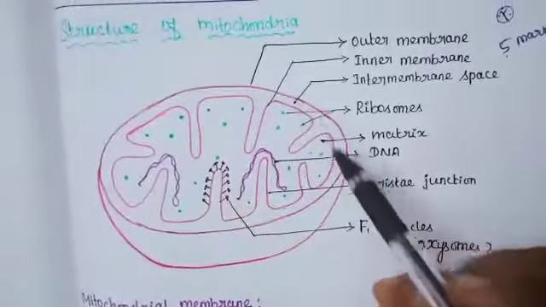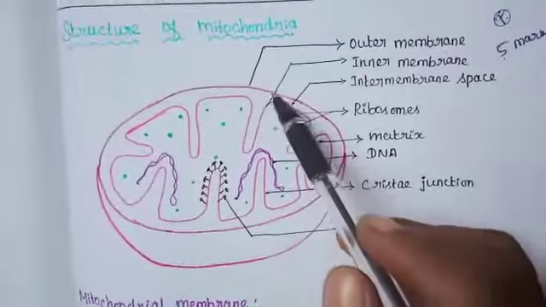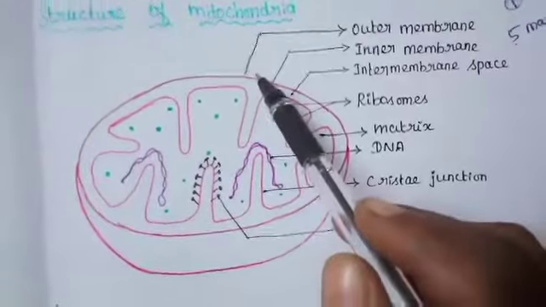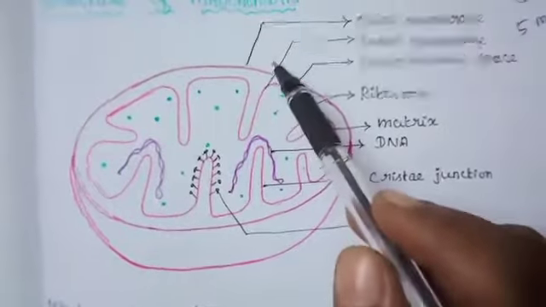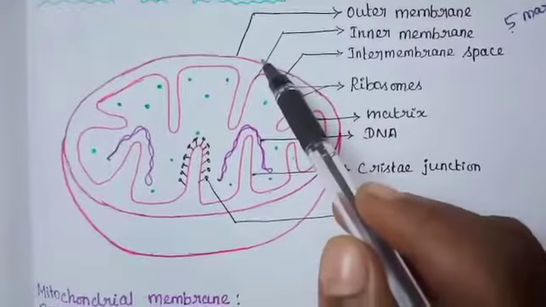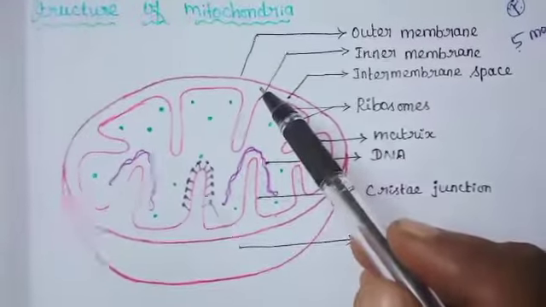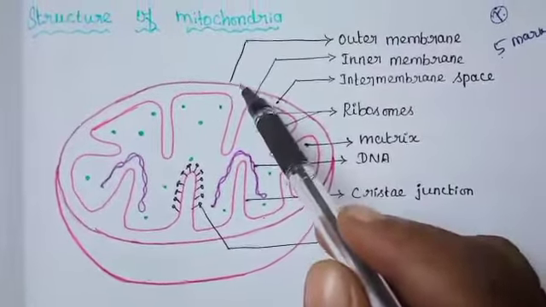Outer mitochondrial membrane is a smooth, freely permeable membrane. It allows smaller molecules to pass, and it also contains enzymes, proteins and lipids. It has protein molecules, and these protein molecules also help molecules enter this way.